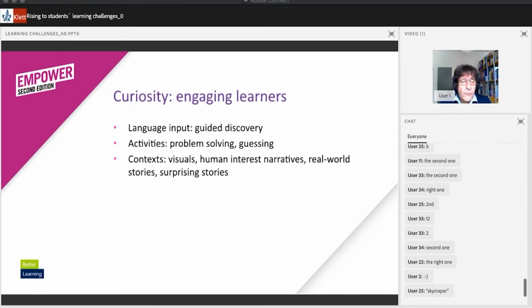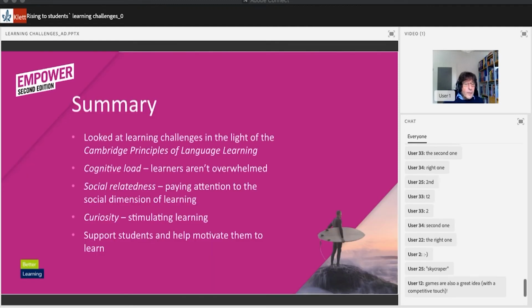So these are some of the ways then in which we can engage learners' curiosity in language input through guided discovery, through various kinds of activities such as problem solving and guessing, and also through context by using interesting visuals which tell a story and human interest narratives, real-world stories, and especially stories which are surprising in some way. And as I said earlier, this is not just a way of making the lesson interesting, but it has a really important, I think, and well-founded rationale in improving learners' language learning ability and leading to better and more active learning.